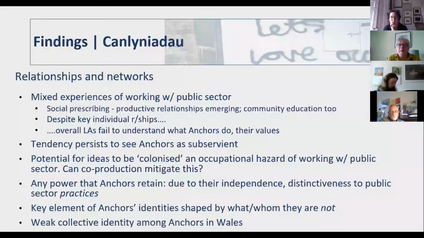And this is also related, I think, to a weak collective identity among anchors in Wales. Most of them didn't know the others that we were interviewing. They might have heard of them, but they had no idea who the staff were, who the trustees were, what they were getting involved in, what methodologies they were using, how they were evidencing, what funding they were getting involved in, and all of that. That seems to be a real shame, given the potential rich learning and, if nothing else, sense of solidarity that they could establish.